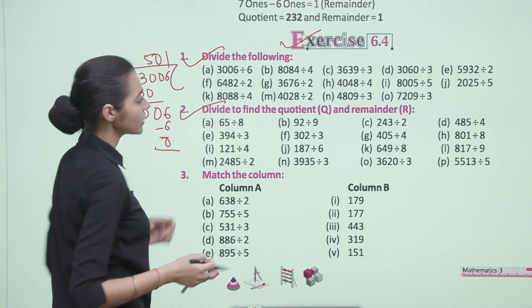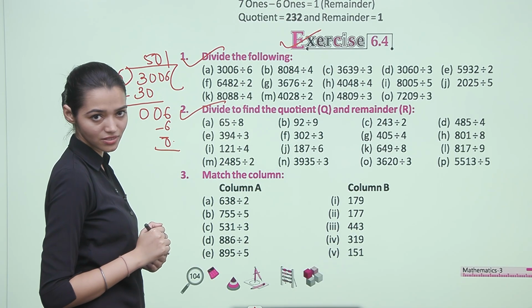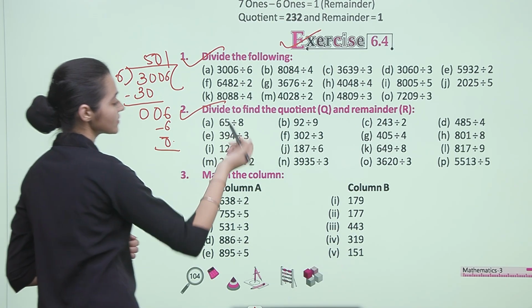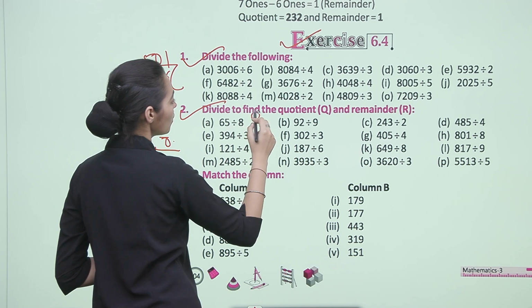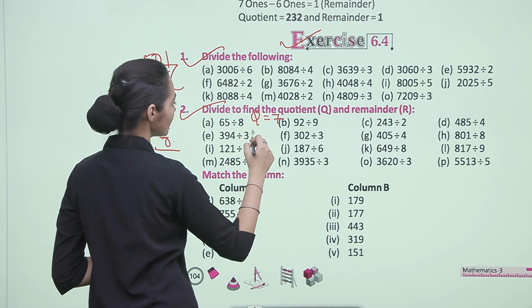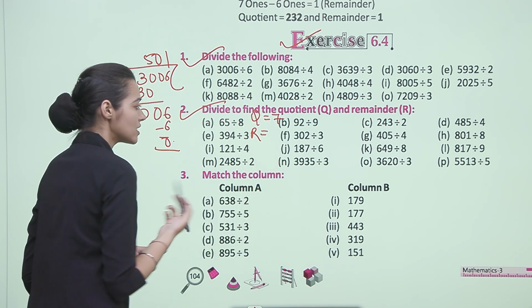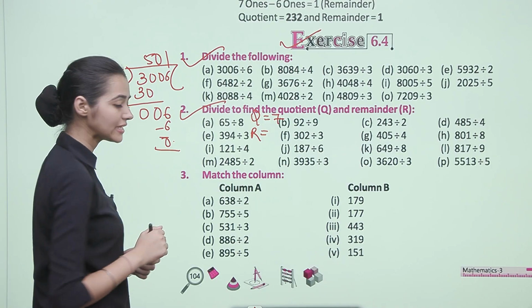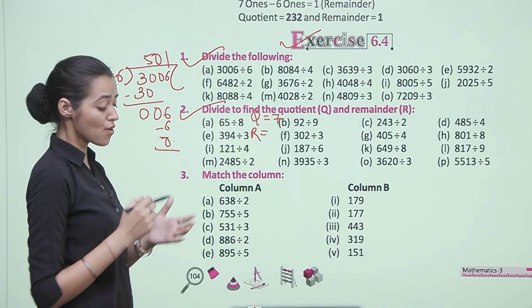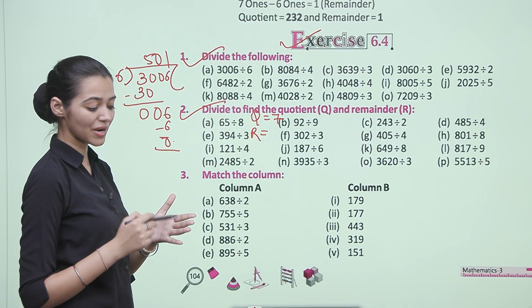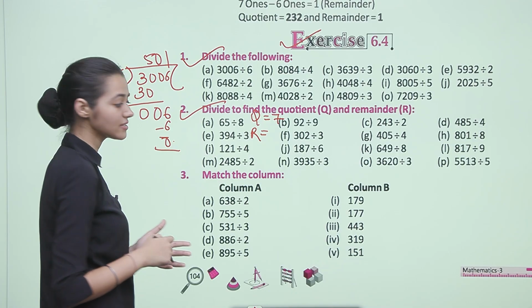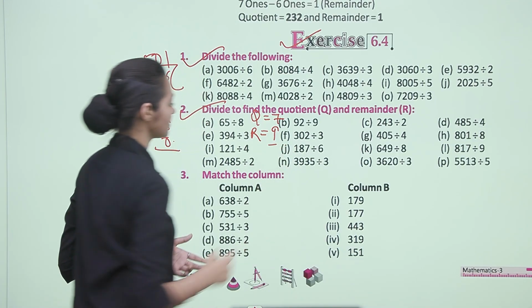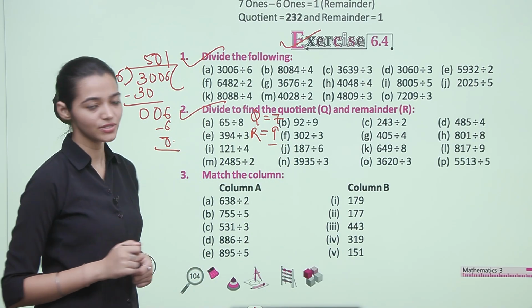Similarly in the next one we have to find the quotient and remainder, that is 8 7s are 56, so quotient is 7 and remainder is 65 minus 56, that is 12, 13, 14, 15 minus 6, that is 9, is our remainder. That's how you can solve the remaining part.